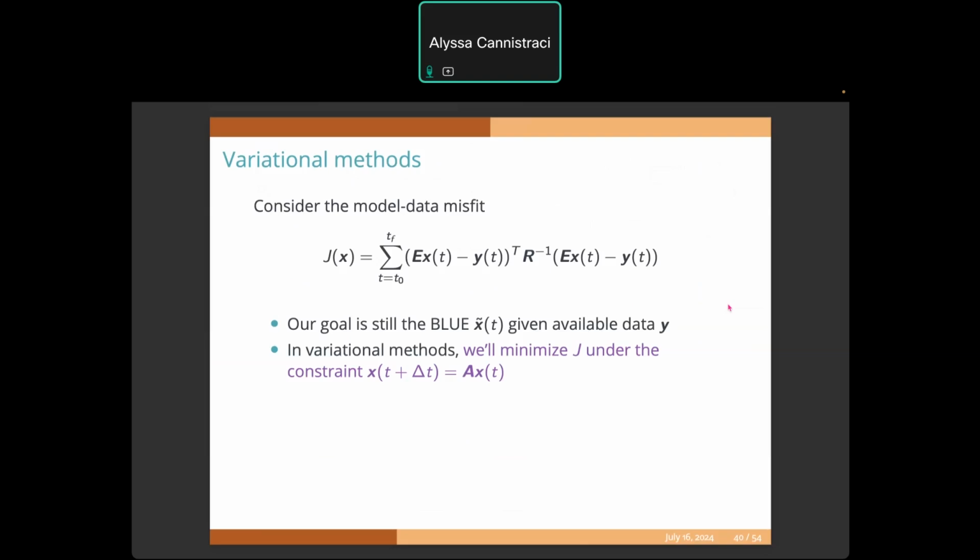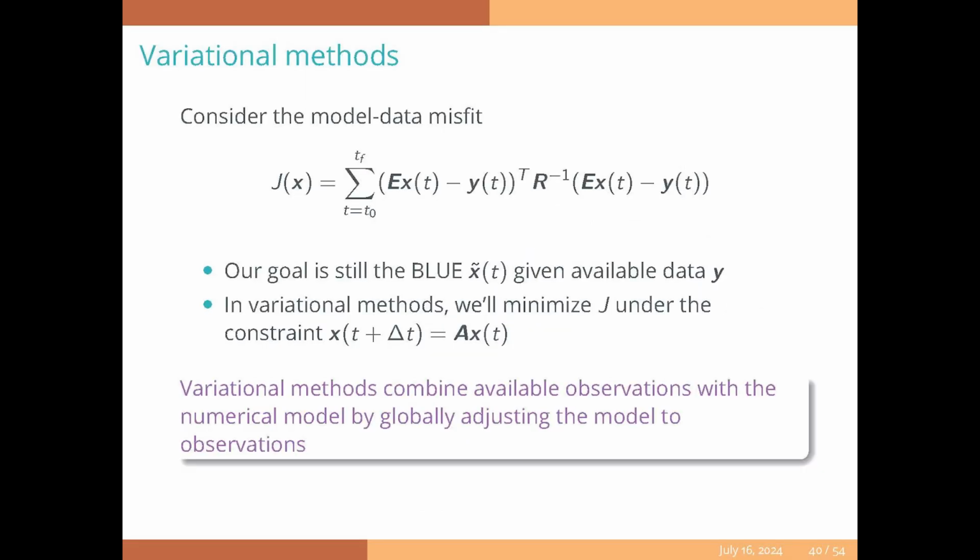And this is kind of a wordy way of describing it, but basically we're going to combine the available observations with the numerical model by doing a global adjustment of the model to observations. Previously in the Kalman filter, we really only adjusted our trajectory at the points where we had observations. Variational methods don't do that. We do a global optimization scheme.